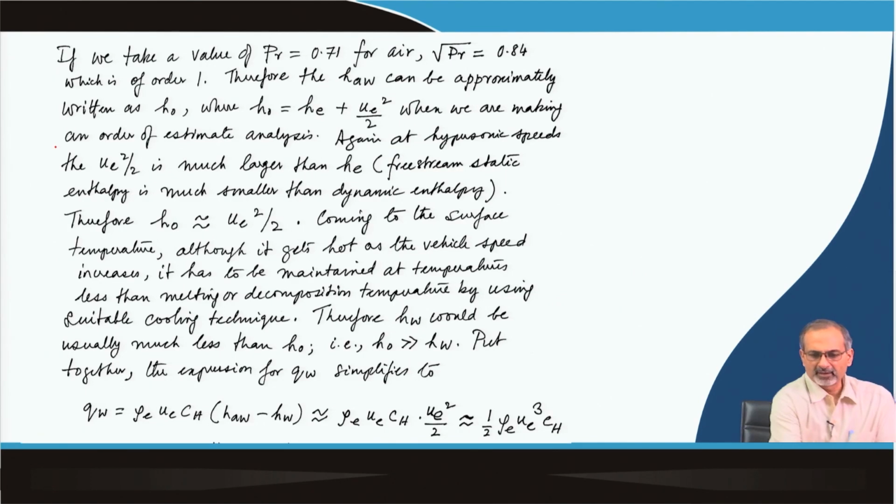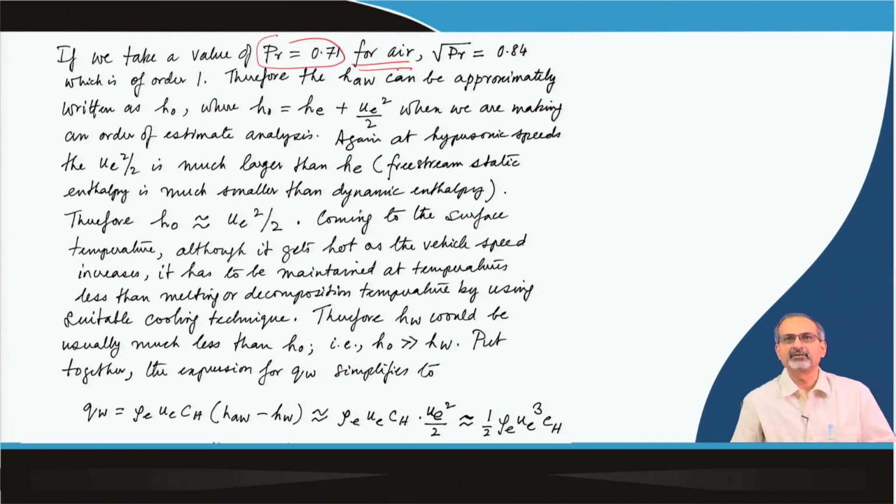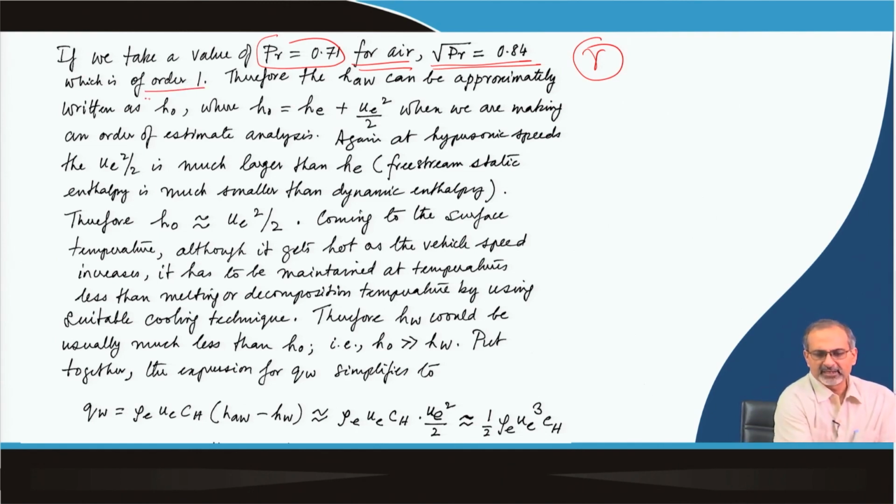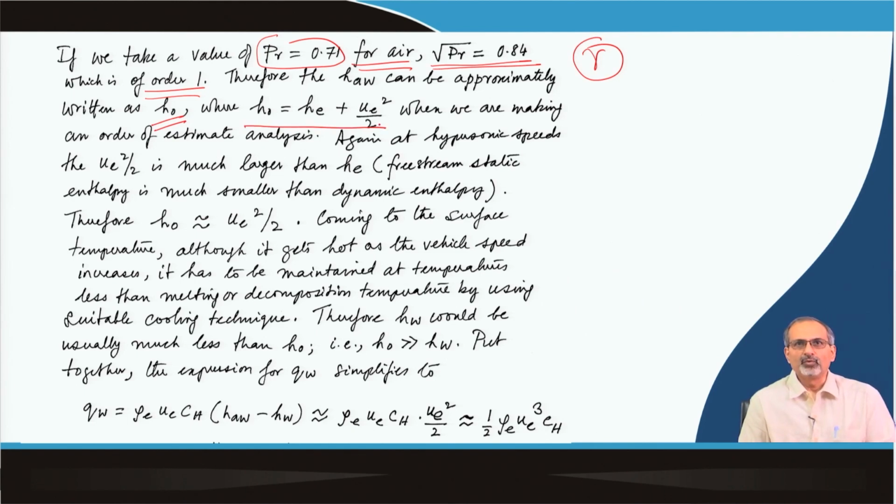If we take a value of Prandtl number equal to 0.71, which works for air over a wide range of temperatures, then the under root Prandtl number, which is important for us from the recovery factor point of view, is 0.84, which in terms of engineering estimates is an order 1 quantity. Therefore, the HAW can be approximately written as H naught, where H naught is given by this relation, and we are making an order of magnitude estimate analysis here. So, approximations work to a good extent.